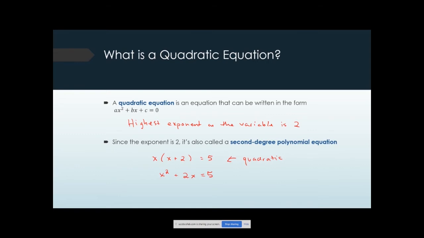Now, x squared plus 2x equals 5 is not in the form that we're given, but if I subtract 5 from both sides, then it is. So that's why we say it can be written in that form. And because the highest exponent is 2, this is called a second degree polynomial equation, because the degree of the polynomial is 2. We talked about degree briefly in P.3.